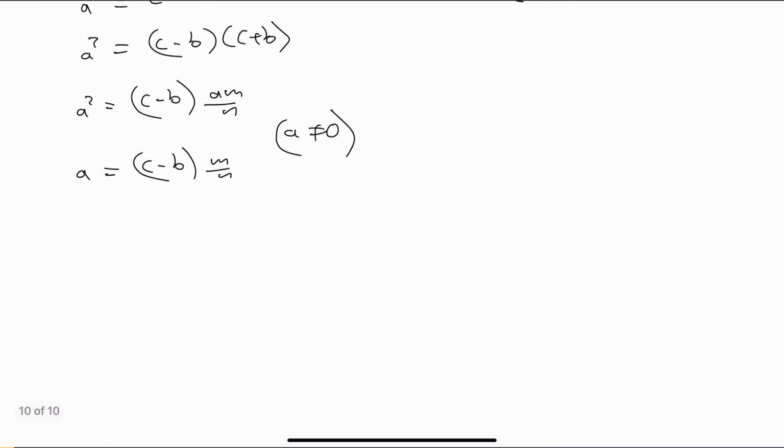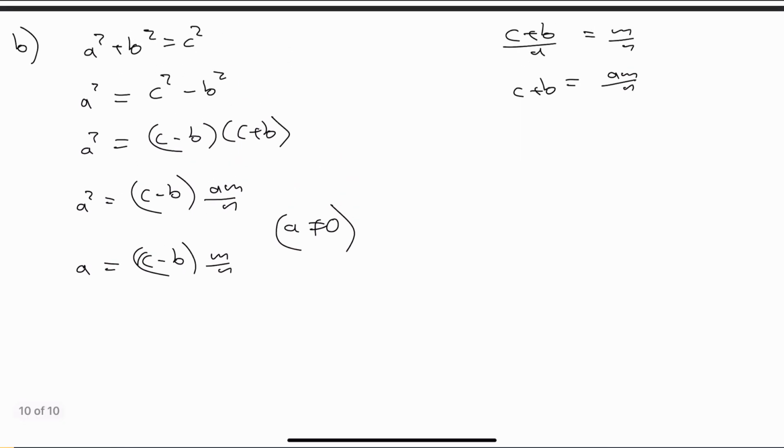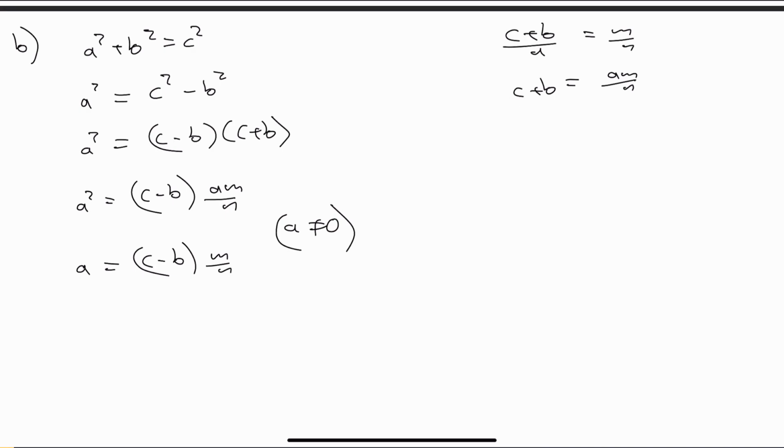What can we say next? Well, notice how there is a c here, and there's also a c here. So we could definitely get rid of this c, because ultimately we want to just get b and a by themselves. We want to get rid of c. That is our end goal. So we can say c is equal to am all over n minus b, by simply bringing the b to the other side.